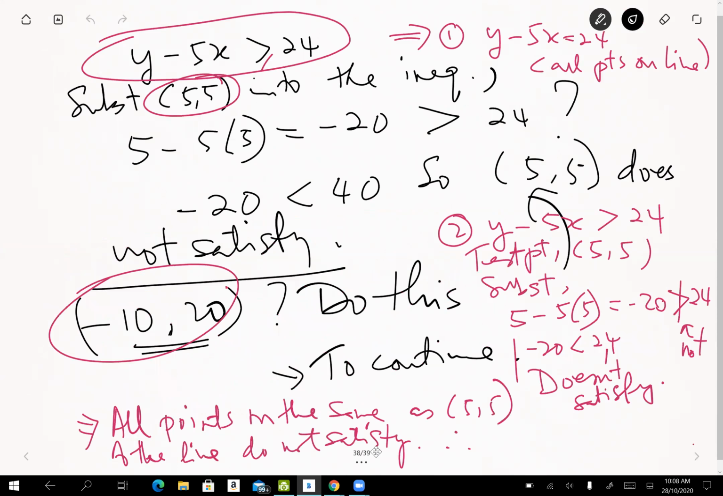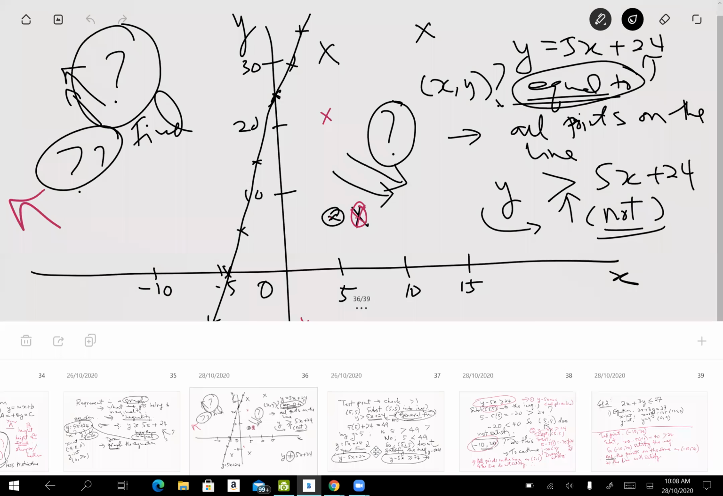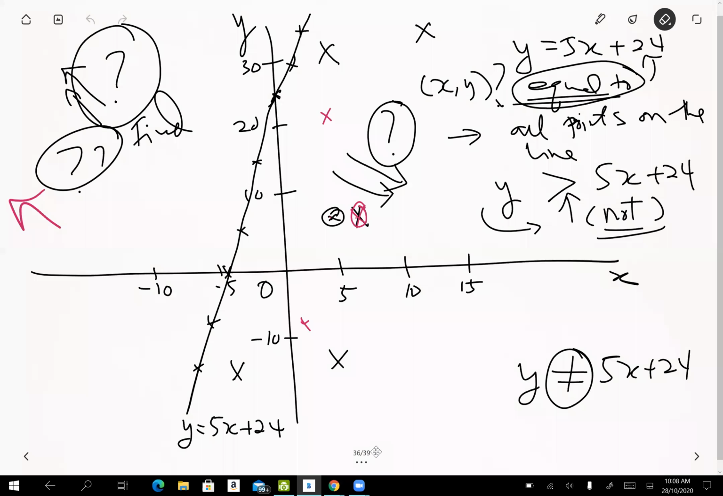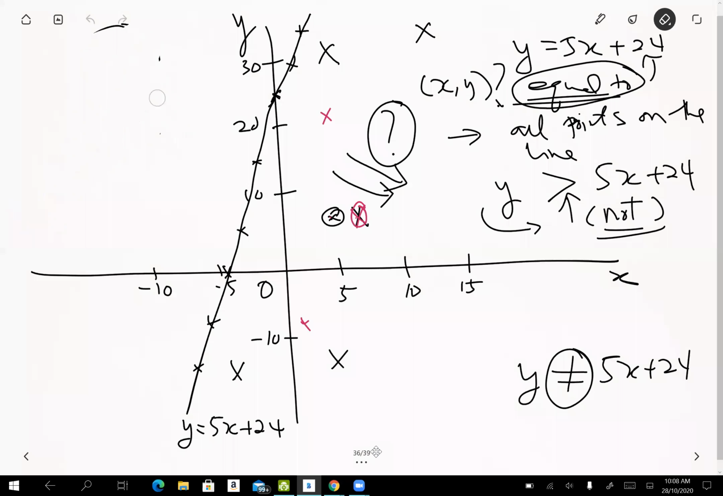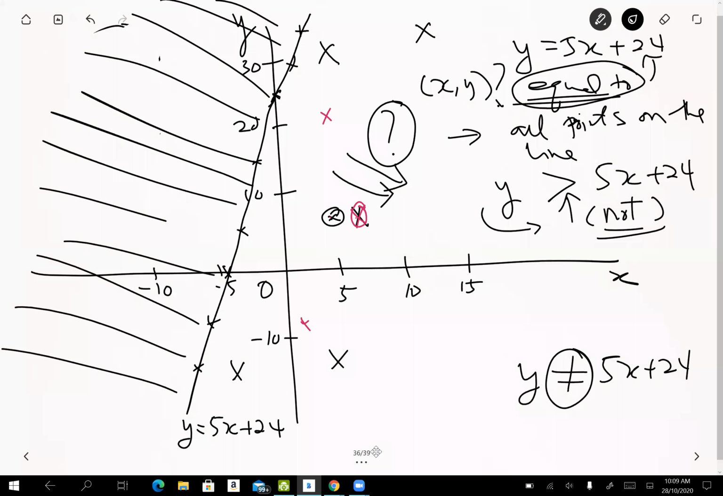And there are so many points. In fact, there are infinitely many points. So therefore, what we do, we shade the region. All right. So to show the inequality, we will just show it by shading the area. Okay, the points on the same side, these are the points. So shade it nicely. So that will be the area of the inequality. So that will be y minus 5x bigger or equal to 24. And we already took care of the points on the line.